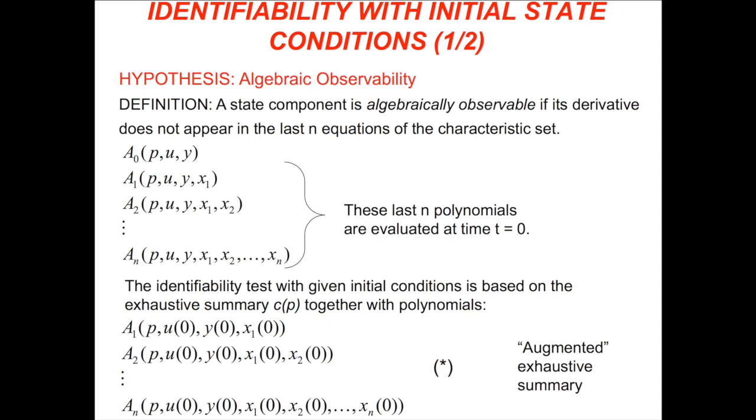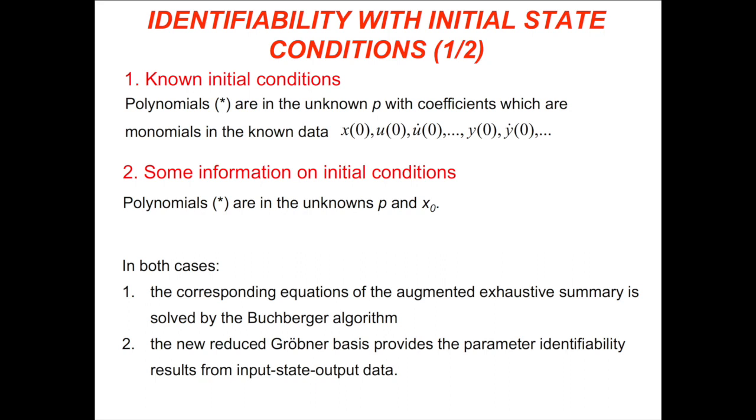The other situation can be that you don't know exactly your initial conditions, but you have some information on them. For example, you know that they are different from zero, or that two initial conditions are equal. So in this case, you can have these polynomials in the unknown P and the initial conditions. But in both cases, you have to repeat the algorithm that I showed you before. So you have to apply the Buchberger algorithm to this augmented exhaustive summary, in order to find the new Gröbner basis, which provides the identifiability results from input, state, output.